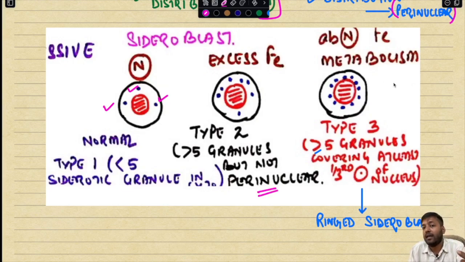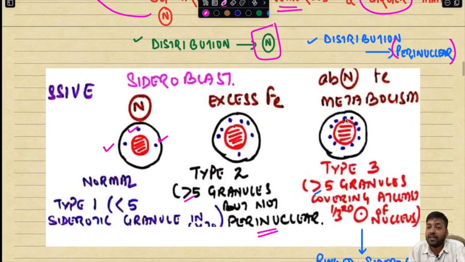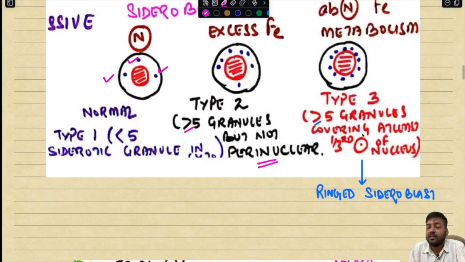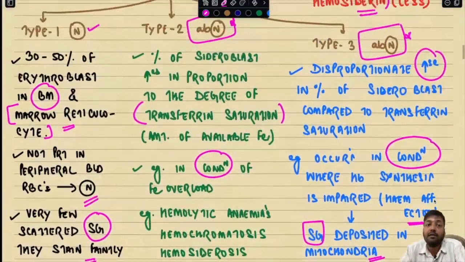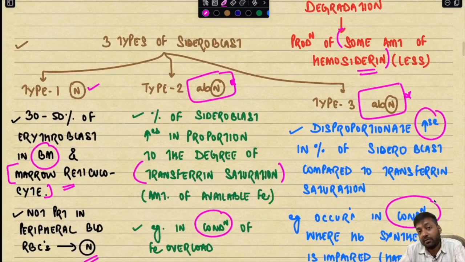Whereas in conditions of abnormal iron metabolism, you encounter type 3 sideroblast, which is characterized by the presence of 5 or more granules covering at least one-third of the circumference of the nucleus. Such type 3 sideroblasts are called ring sideroblasts, which are classically seen in sideroblastic anemia. So I hope this concept is crystal clear: what is type 1, type 2, type 3 sideroblast?